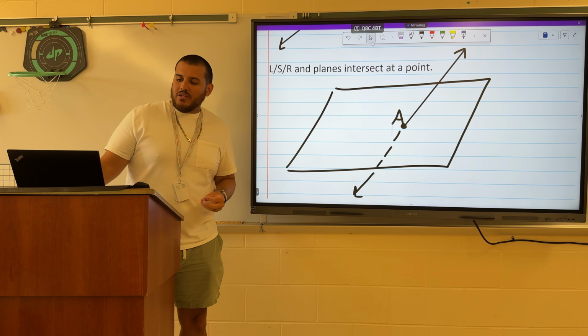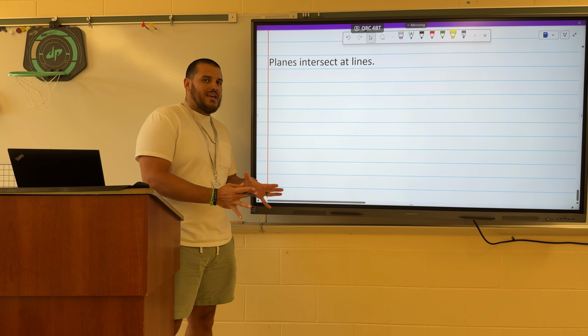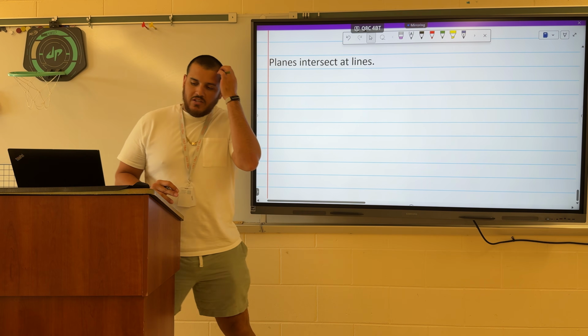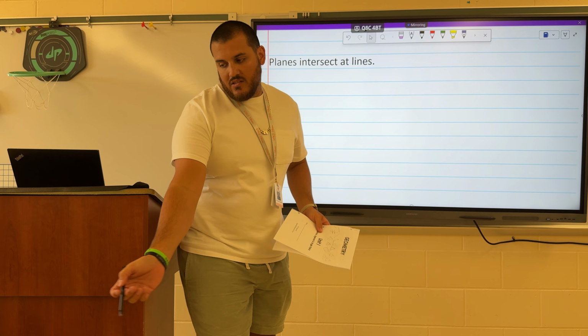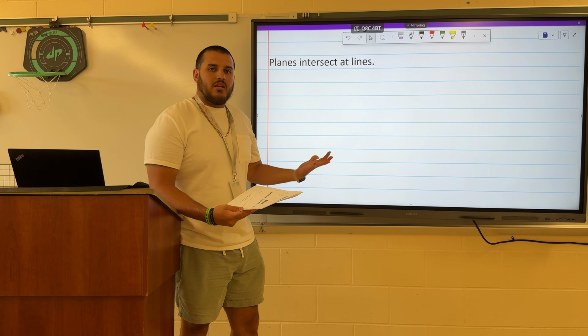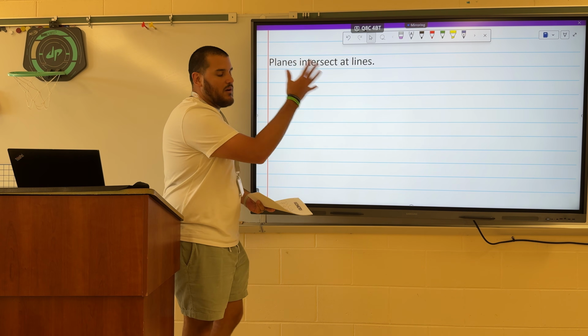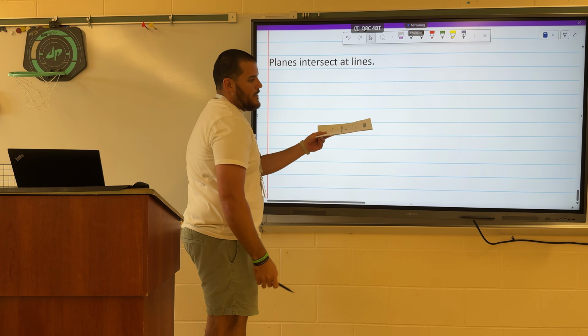The one that's a little bit tricky for you to visualize is what happens when two planes intersect each other. What I'm going to do first is try to visualize this with you with a screen and this little packet. Remember, planes are infinite 2D shapes. We usually use four-sided shapes to represent them. So I have this four-sided packet and my four-sided screen. If I were to put this packet on the screen, right?